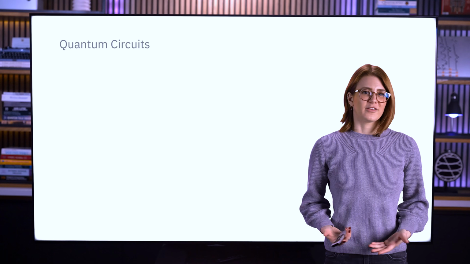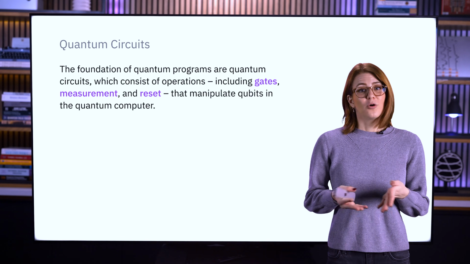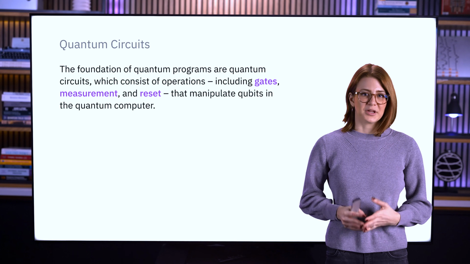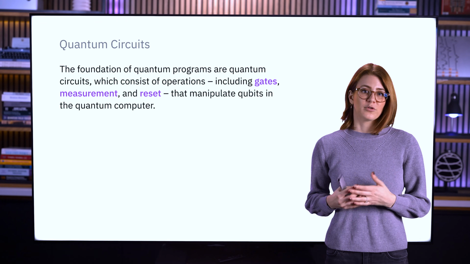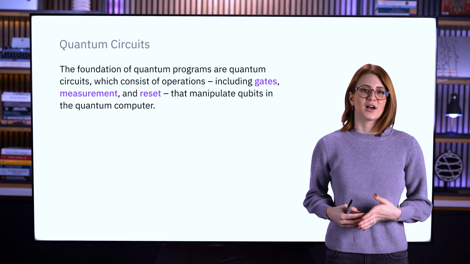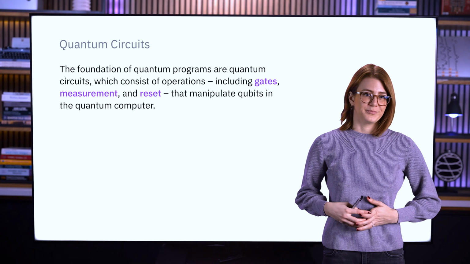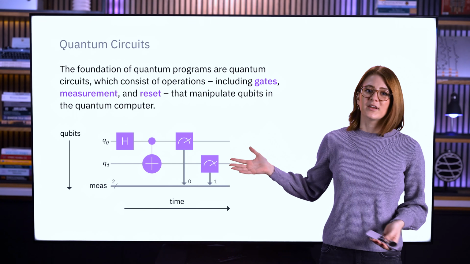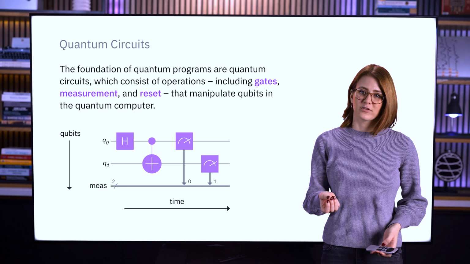Now we're ready to discuss the foundation of quantum programs, which are quantum circuits. Hopefully you're already familiar with quantum circuits, but in case you're not, you might want to first check out Lesson 3, Quantum Circuits, which is a part of Understanding Quantum Information and Computation, linked below. We're only going to be giving a short refresher here. Now, a quantum circuit is a network of quantum gates and measurements linked by wires that represent the qubits.